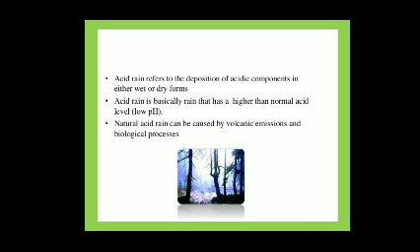Acid rain refers to the deposition of acidic components in either wet or dry form. Acid rain is basically rain that has a higher than normal acid level, low pH. Natural acid rain can be caused by volcanic emissions and biological processes.